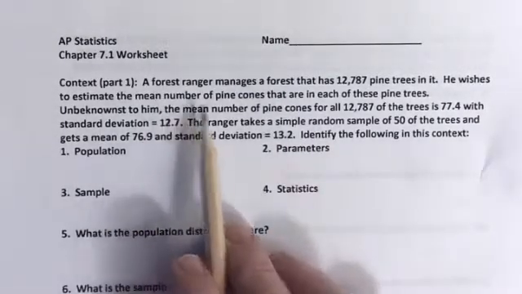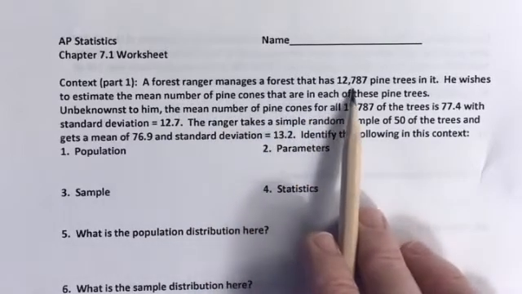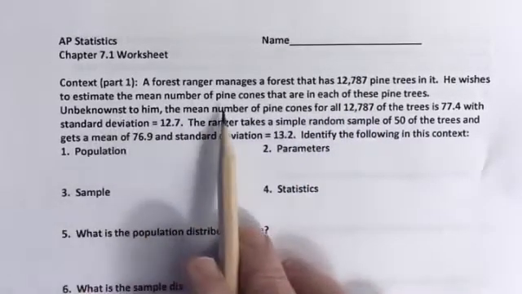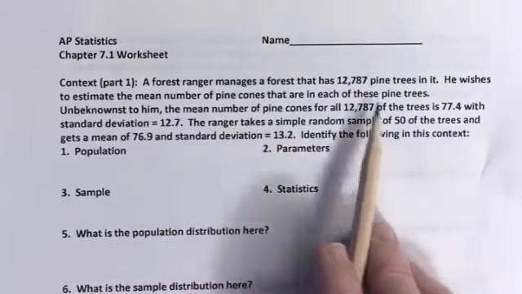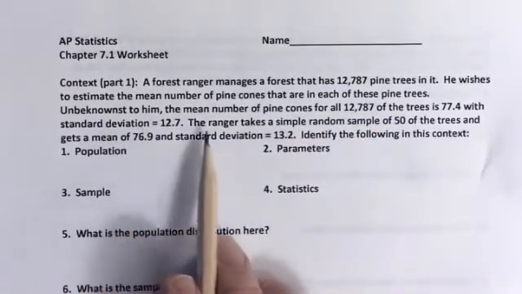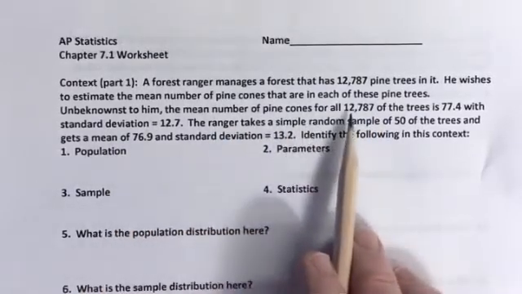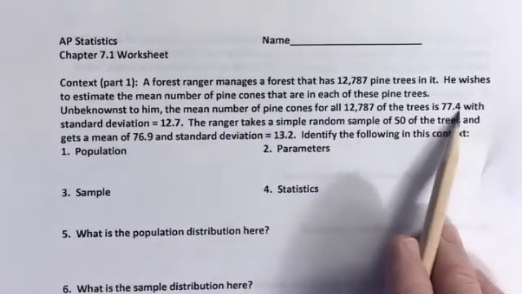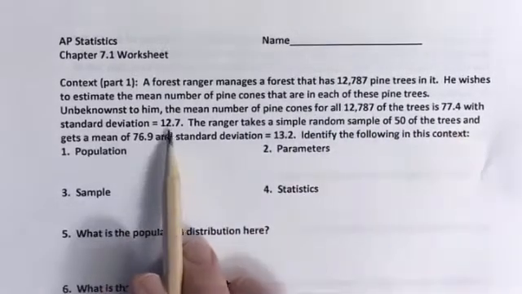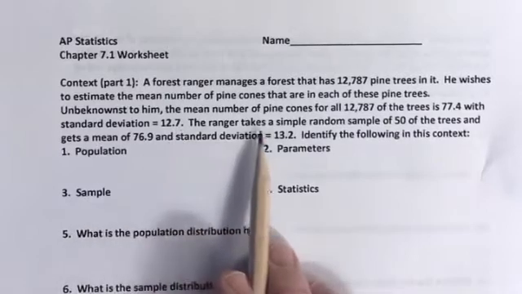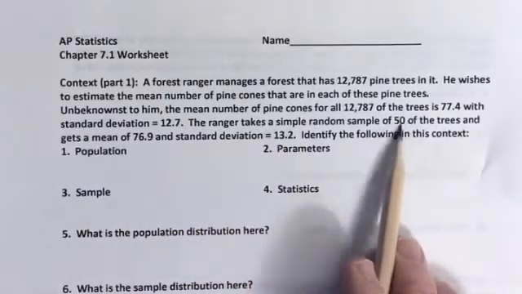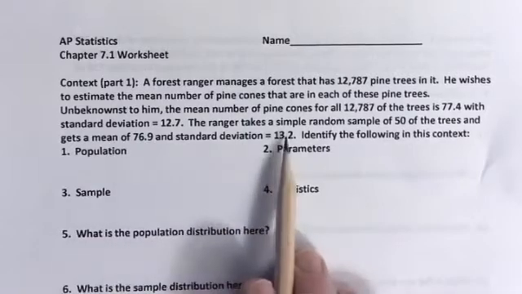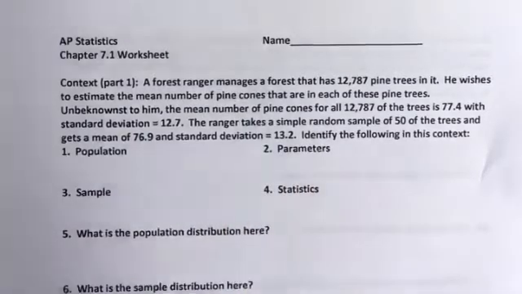This says a forest ranger manages a forest that has 12,787 pine trees in it. He wishes to estimate the mean number of pine cones in each of these pine trees. Unbeknownst to him, the mean number of pine cones for all 12,787 of the trees is 77.4 with a standard deviation of 12.7. The ranger takes a simple random sample of 50 of the trees and gets a mean of 76.9 and a standard deviation of 13.2. Identify the following.